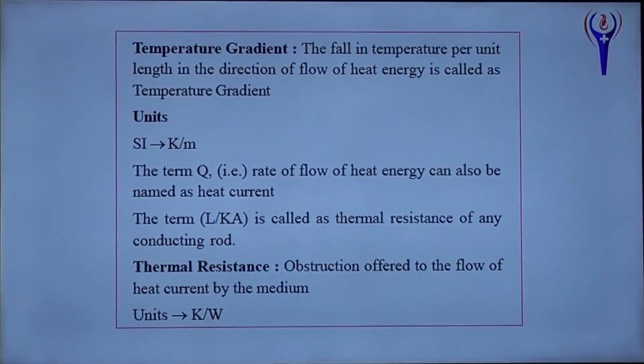Next, temperature gradient. Fall in temperature per unit length in the direction of flow of heat energy is called temperature gradient. It is denoted by the symbol dT by dx. Yesterday we discussed velocity gradient dv by dx, same like that. The unit of temperature is kelvin and distance is meter, so the unit is kelvin by meter. Term Q is the rate of flow of heat energy, also called heat current.